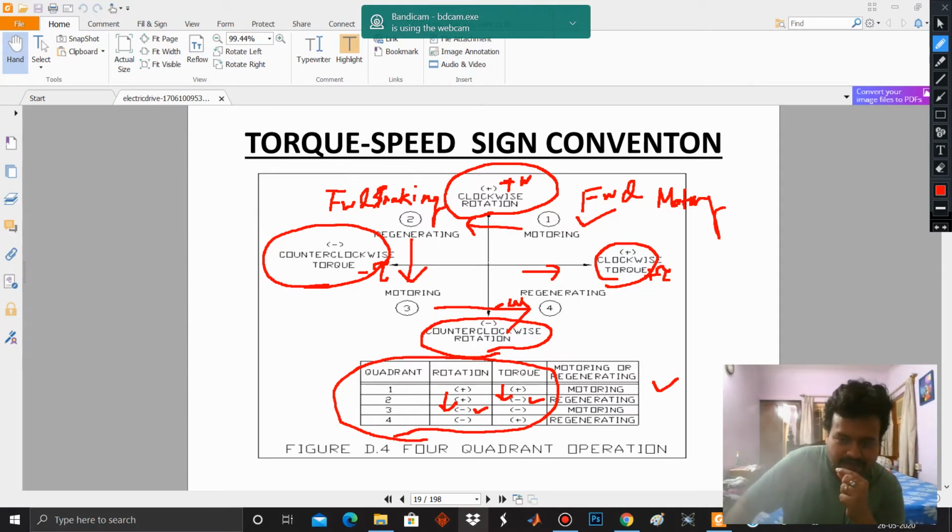So now the torque is negative and the rotational direction is also negative. So it is again called motoring. But how different is this motoring in the third quadrant from the motoring in the first quadrant? In the first quadrant motoring, both the torque and speed were positive, but in the third quadrant they are both negative. So what will it be called? It is called reverse motoring.